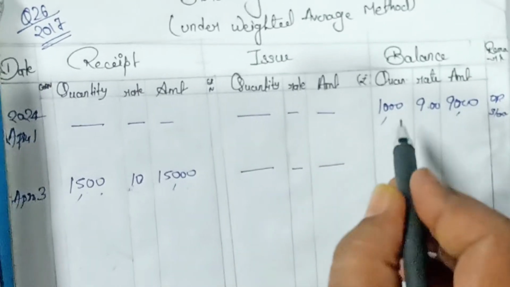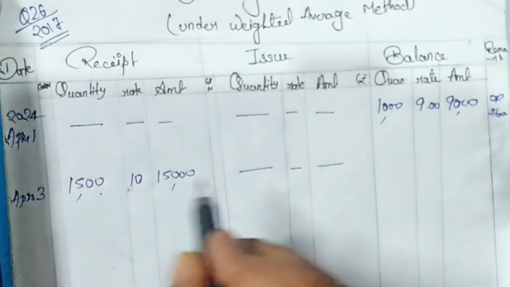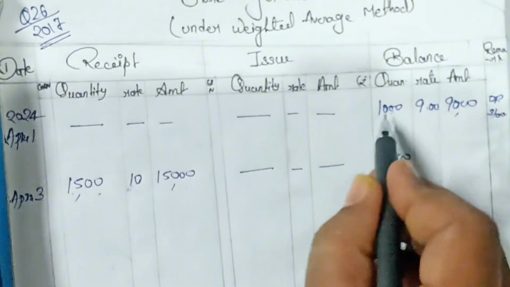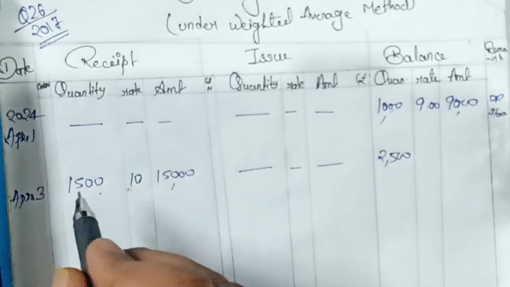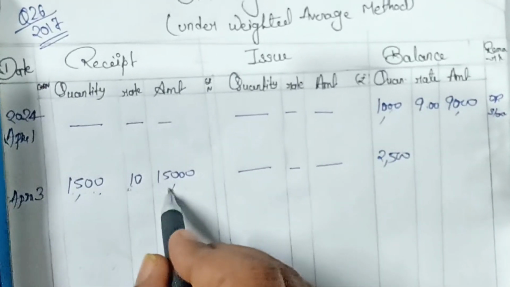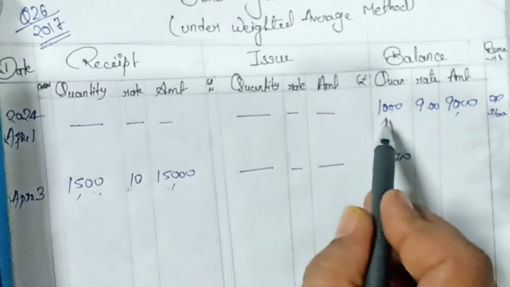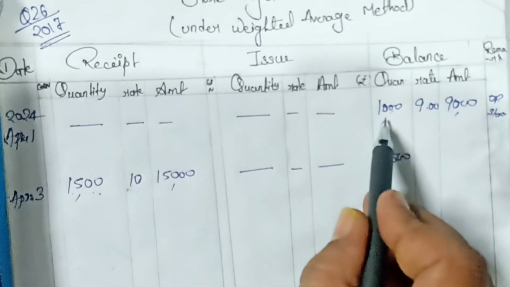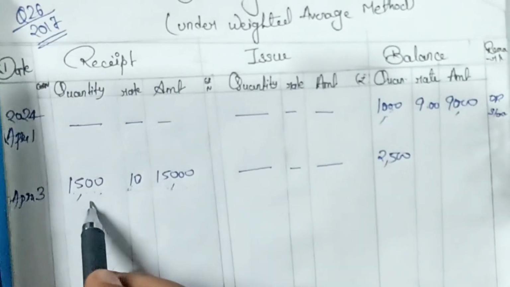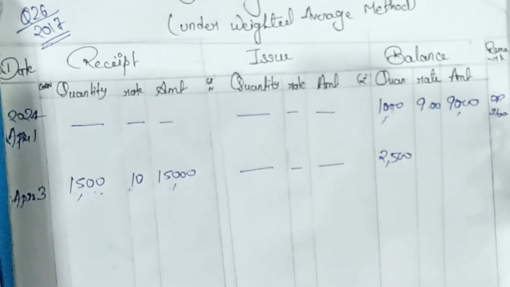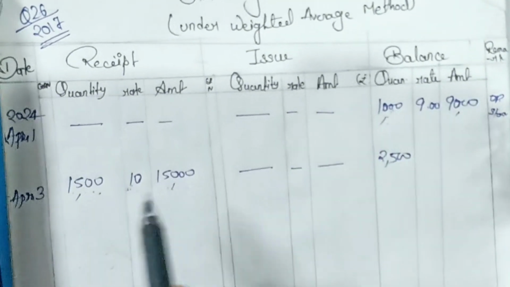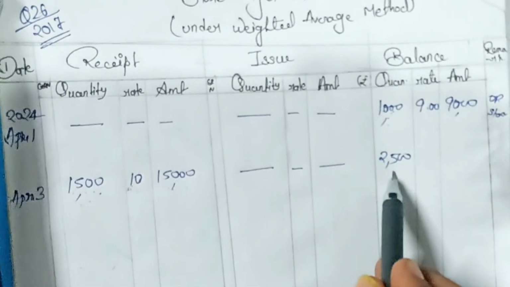Now 1000 and 1500, the amount will be 2500. We have to add the receipt quantity to the balance quantity. Quantity and quantity will be added, and amount will be added. Is that clear? Look here, here is 1000, here is 1500. She is also a class 11 student. Okay, don't try to dictate her. So here is 1000 and here is 1500, so the quantity will be 2500.